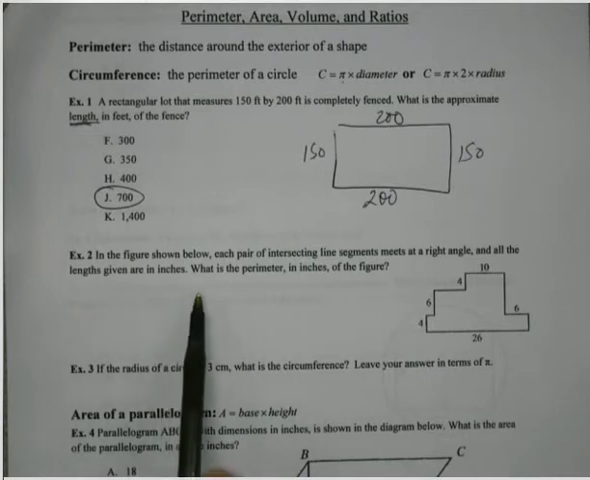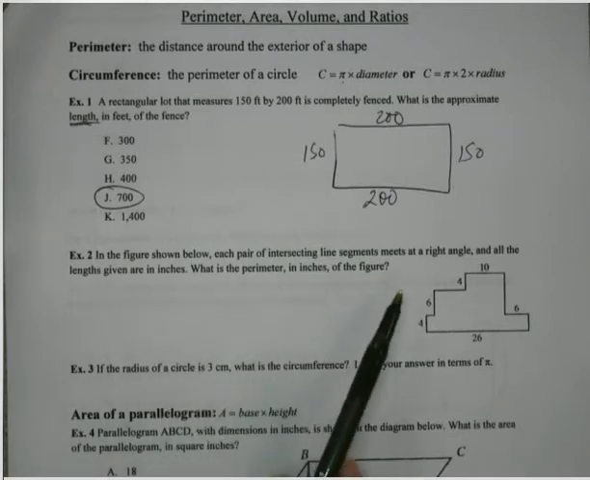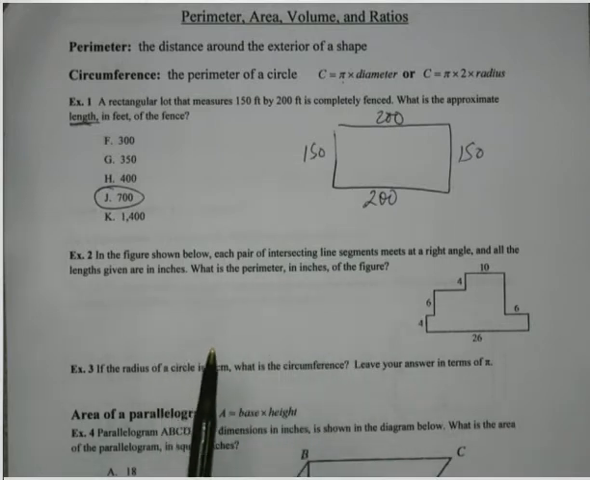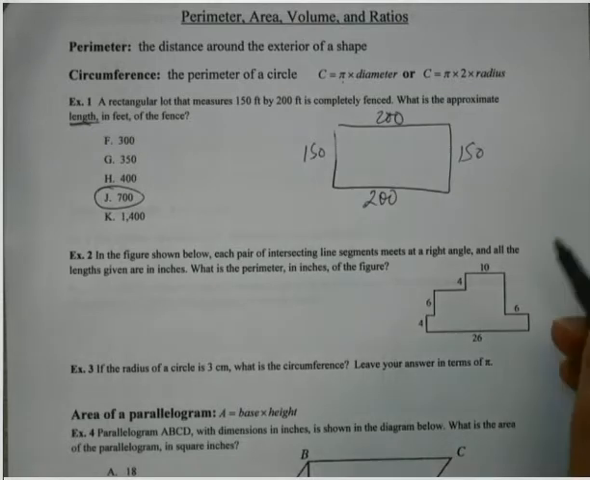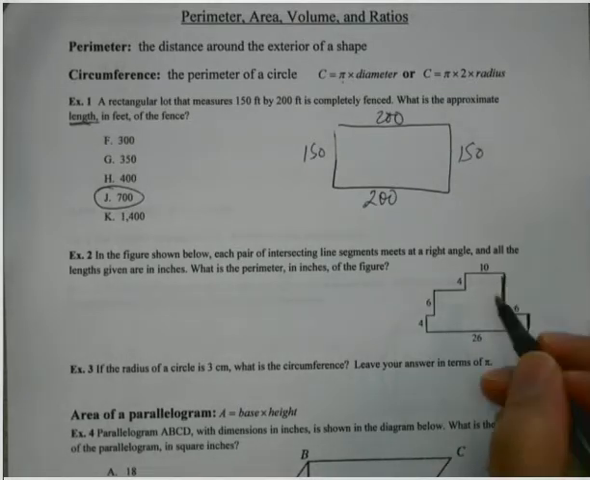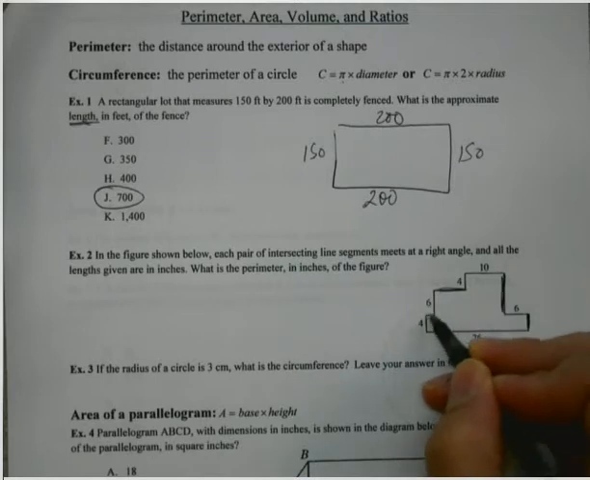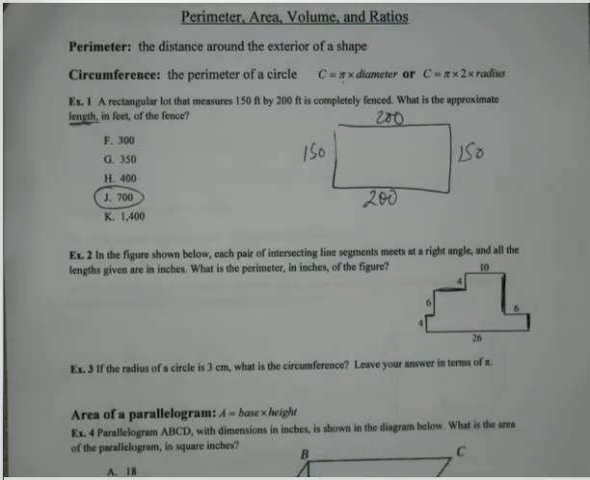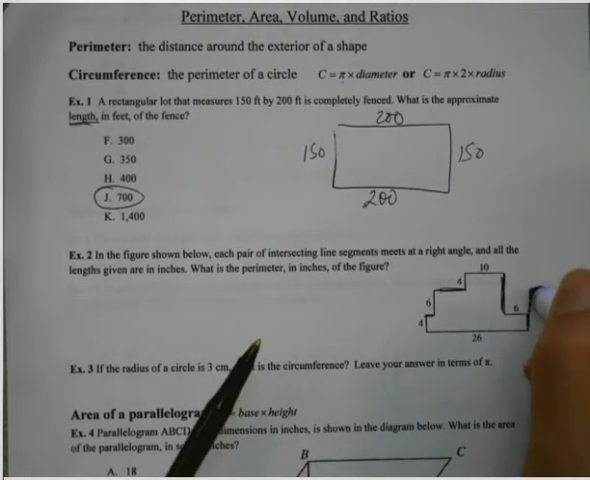Down here, in the figure shown below, each pair of intersecting line segments meets at a right angle and all the lengths are given in inches. What's the perimeter? Now most of us would look at that and start saying, okay, I don't know this side, I don't know this side, I don't know this little side. We start trying to figure that out with all the information there. Sometimes that might be easy enough to do, but other times it can be a bit tricky. So here's a suggestion I have, and this is going to seem kind of strange. Before you ask me what the heck I'm doing, just watch.